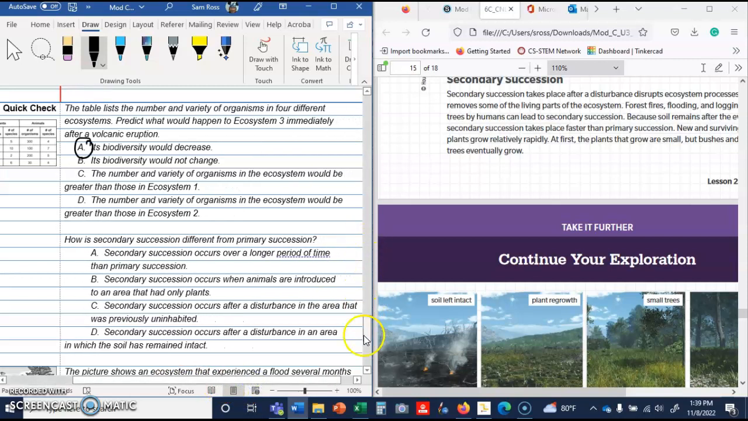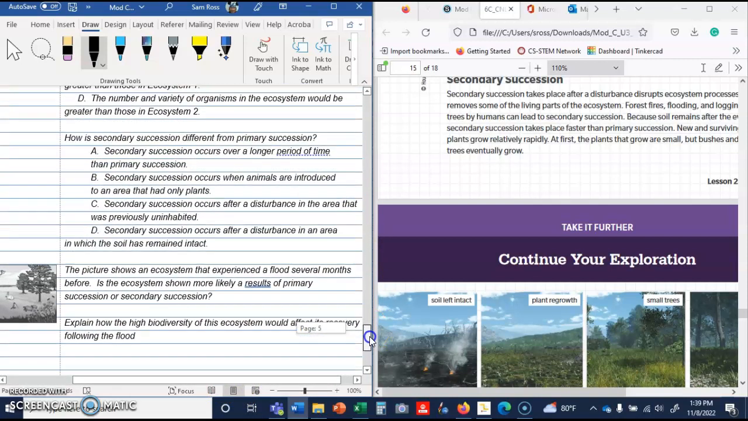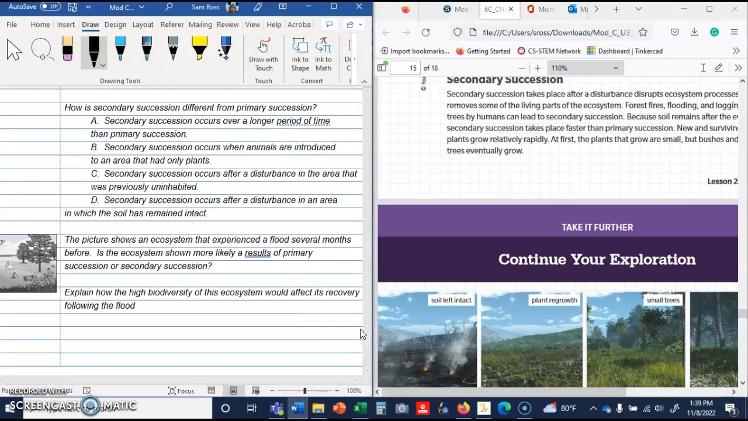Okay, so let's keep on scrolling. How is secondary succession different from primary succession? And the answer is D. Secondary succession occurs after disturbance in an area in which soil has remained intact.